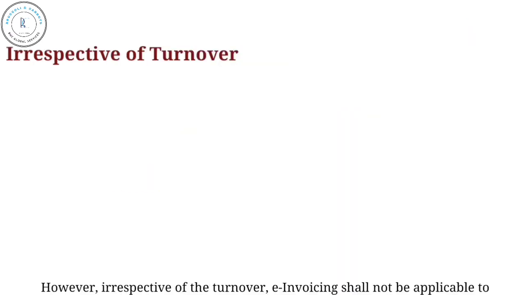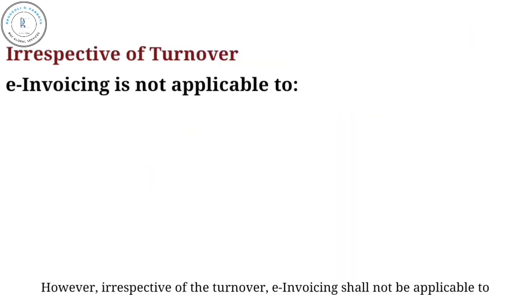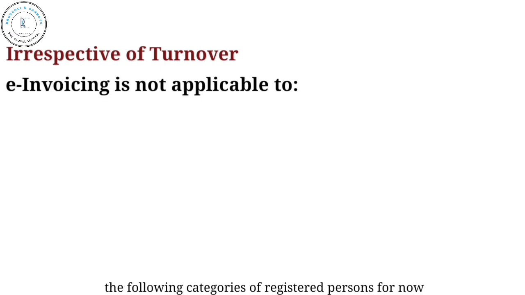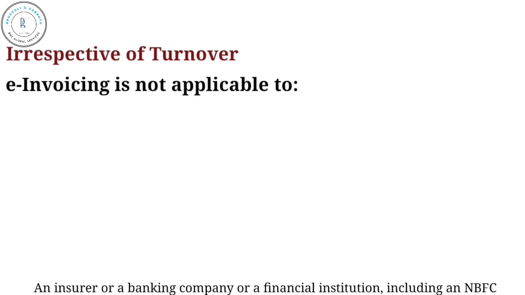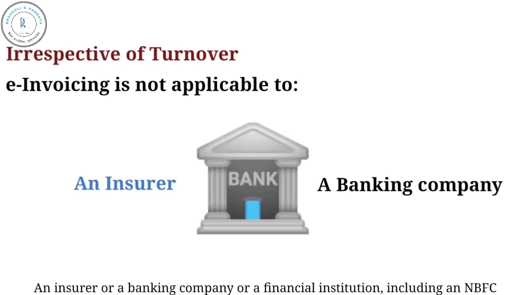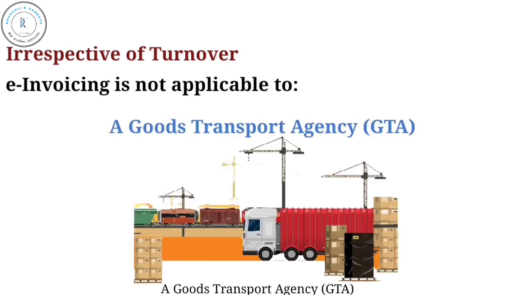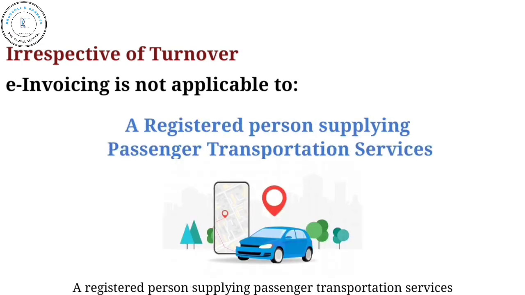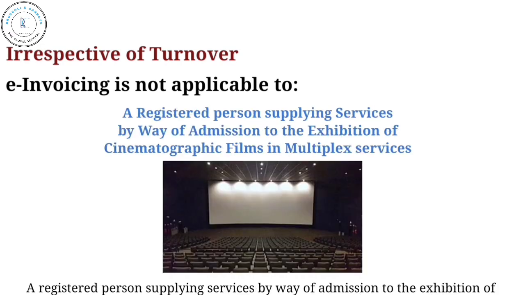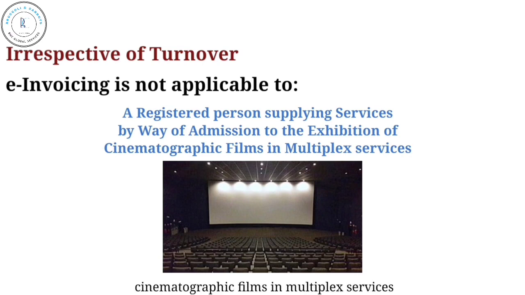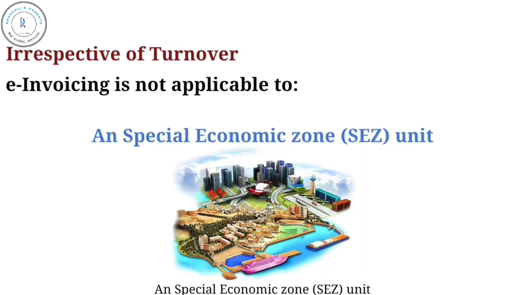However, irrespective of the turnover, e-invoicing shall not be applicable to the following categories of registered persons for now: an insurer or a banking company or a financial institution, including an NBFC, a goods transport agency (GTA), a registered person supplying passenger transportation services, a registered person supplying services by way of admission to the exhibition of cinematographic films in multiplex services, and a special economic zone unit.